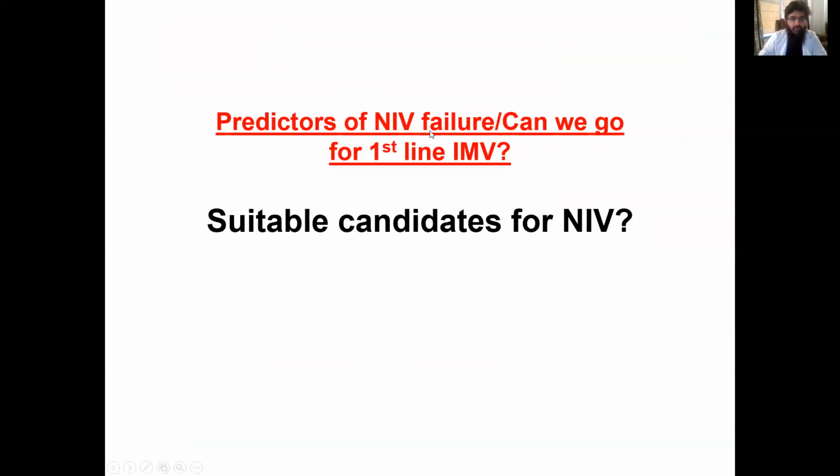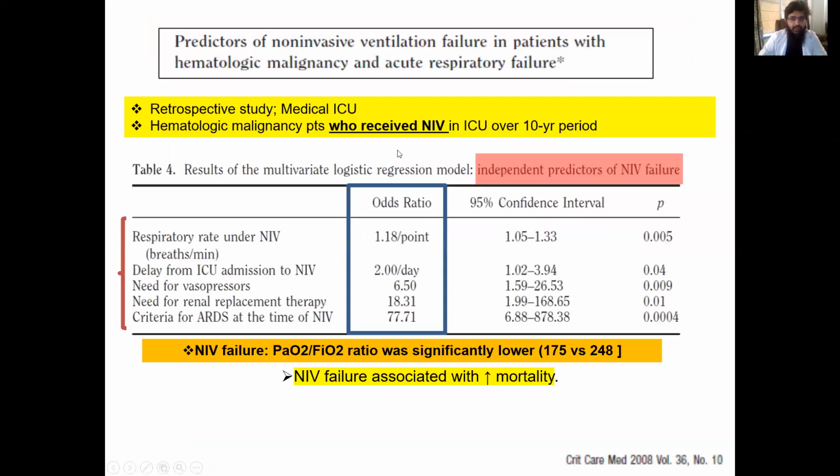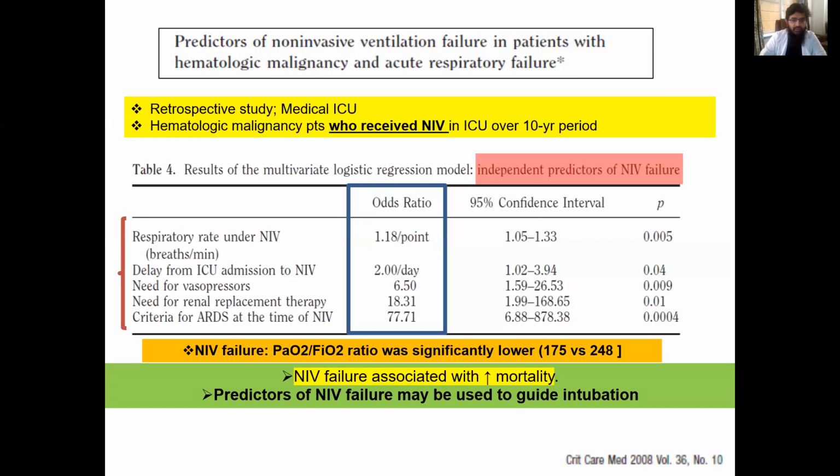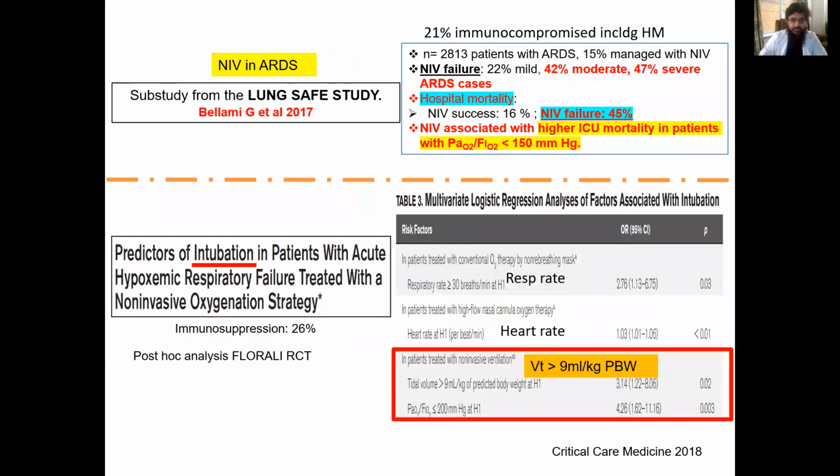So what do we do? What are the candidates suitable for NIV? In a retrospective study looking for the predictors of NIV failure in hematological malignancy and ARF, which studied patients over a 10-year period, they found that the independent predictors of failure were respiratory rate and the delay in NIV from ICU admission, and more so the need for vasopressors and RRT, that is, the severity of the underlying illness and the severity of ARDS, which had very high odds ratios for failure. They concluded that NIV failure was associated with high mortality, and the predictors of failure may be used to guide intubation in such patients.